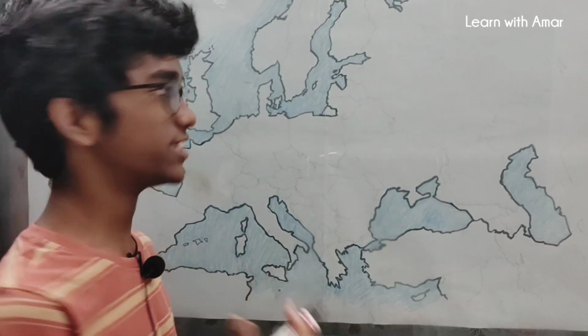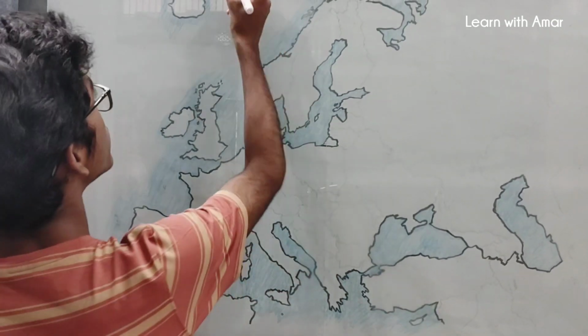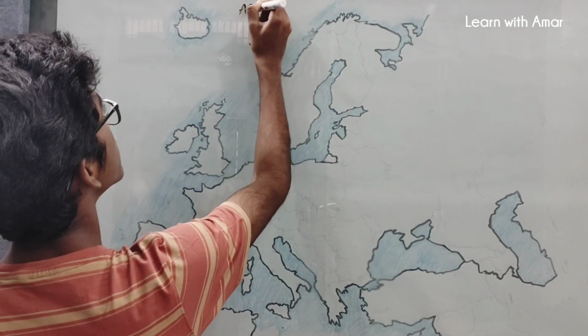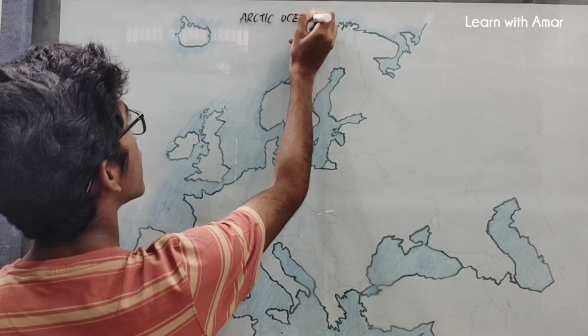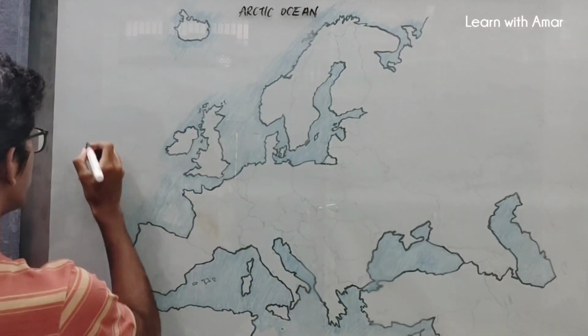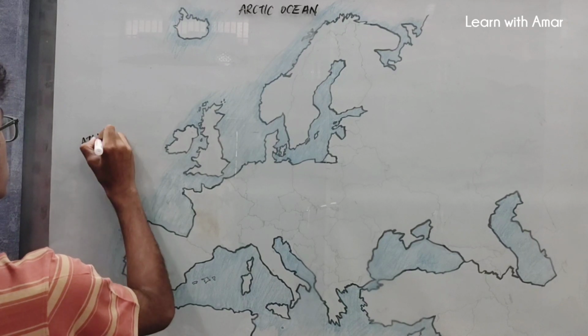Today we are going to learn the seas in Europe and their location. First, before going to the seas, we look at the oceans. To the north of Europe, we find the Arctic Ocean, and to the west of Europe, we find the Atlantic Ocean.